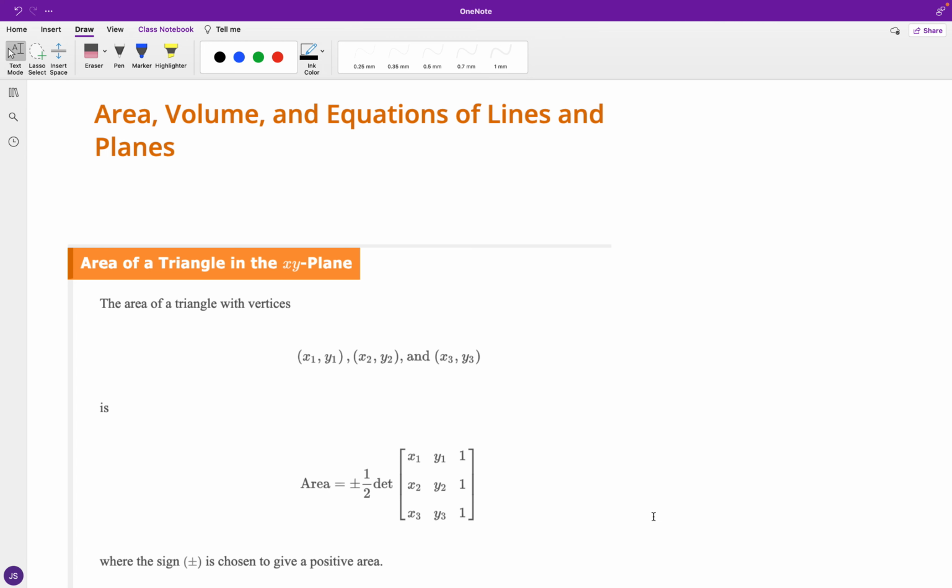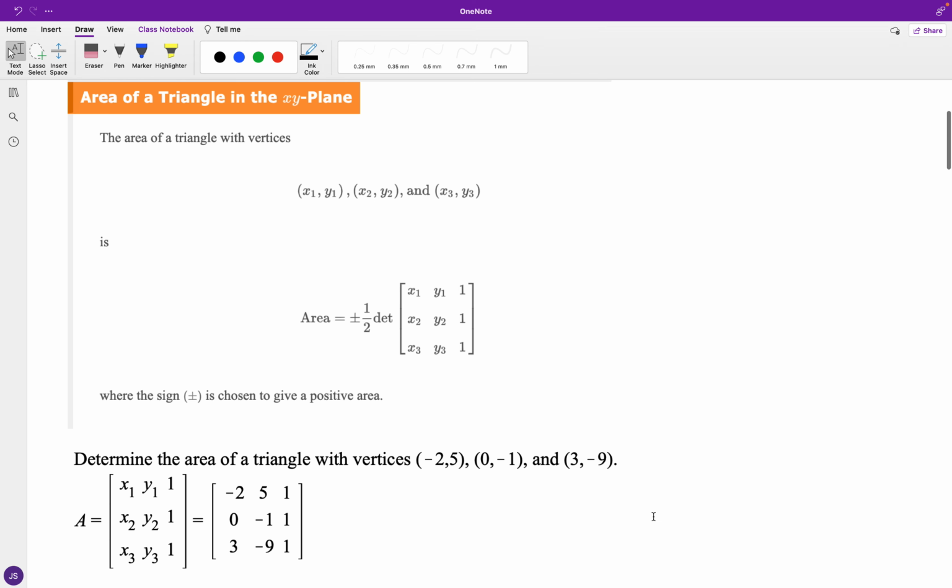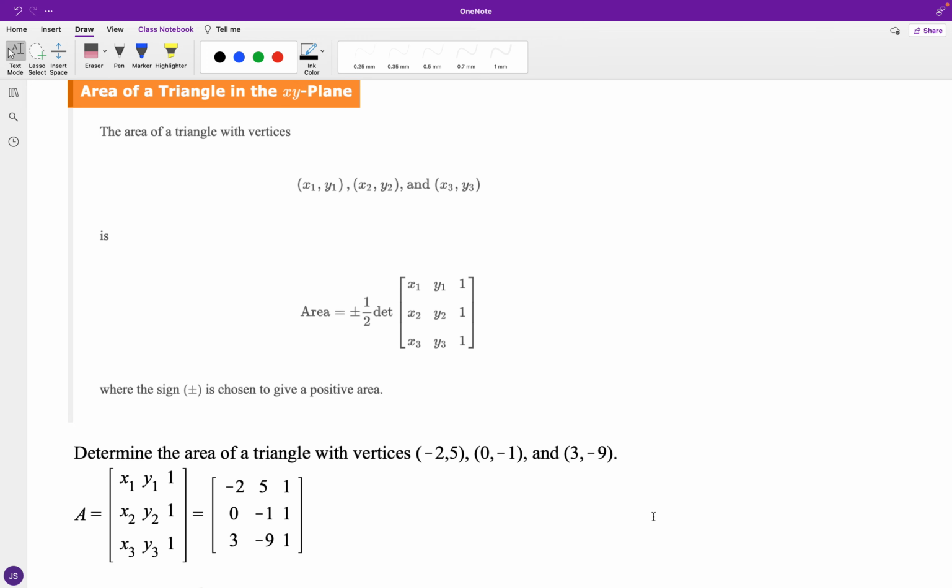And again, the plus or minus 1/2 safeguards the result in becoming a positive value. In case the determinant value is negative, you apply negative 1/2. As an example for determining the area of a triangle, let's say that we have the vertices (-2, 5), (0, -1), and (3, -9).